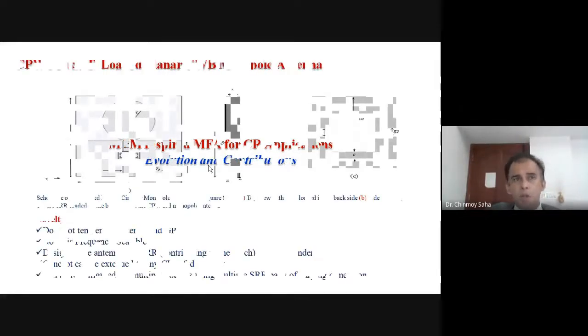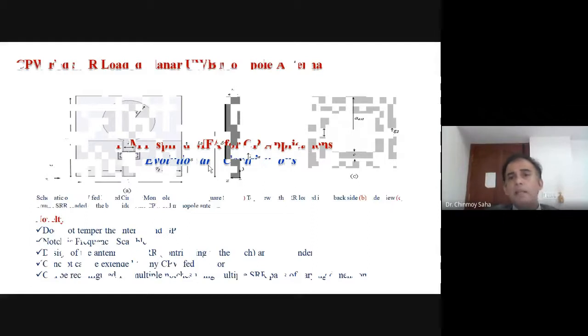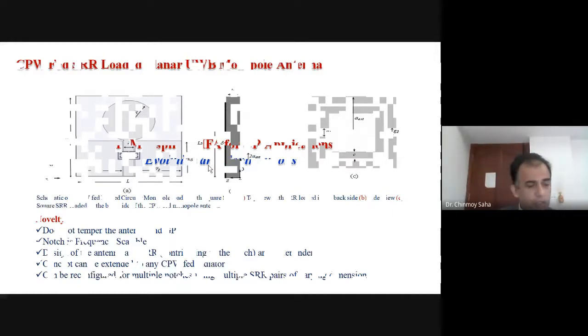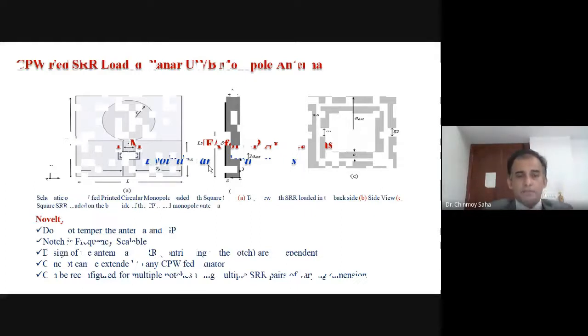Now, with a broad perspective, as I said at the very beginning, the frequency notched ultra-wideband antenna, then coming to the dual complementary antenna and multifunctional antenna. So this is the last leg of the presentation where I'll be completely talking based on our own work. So first, let us start with the frequency notched UWB antenna design.